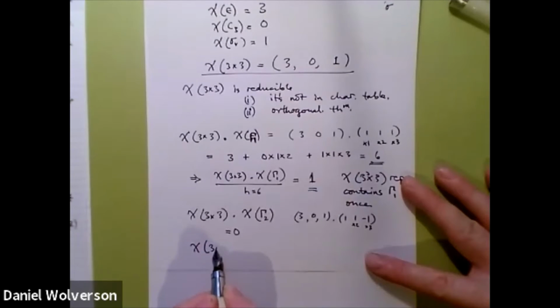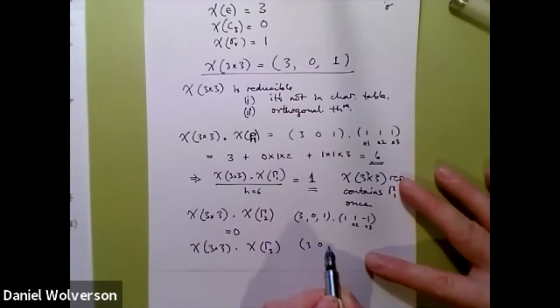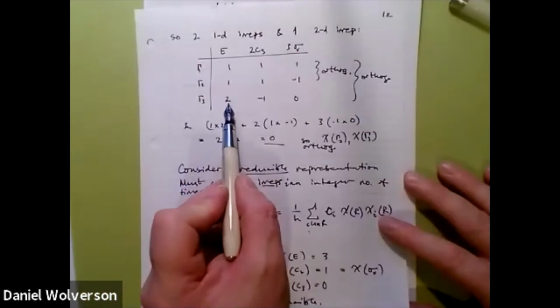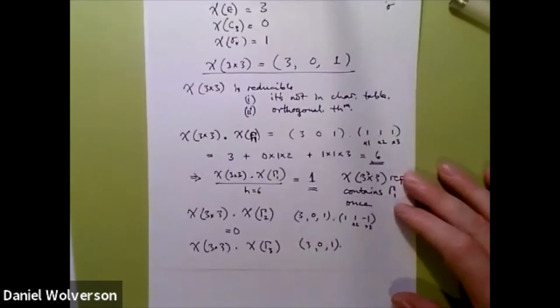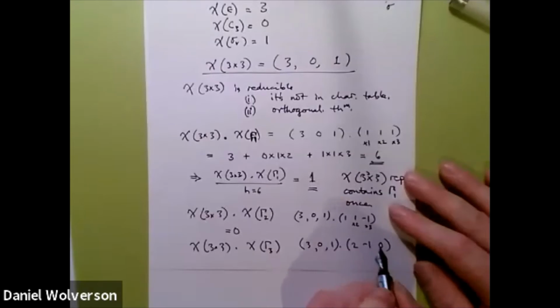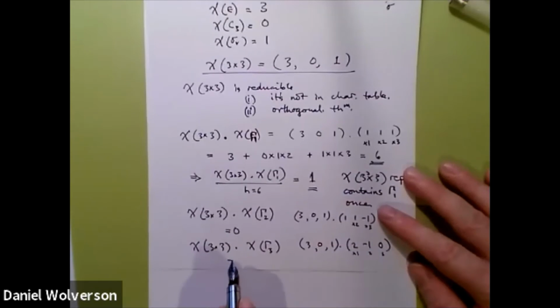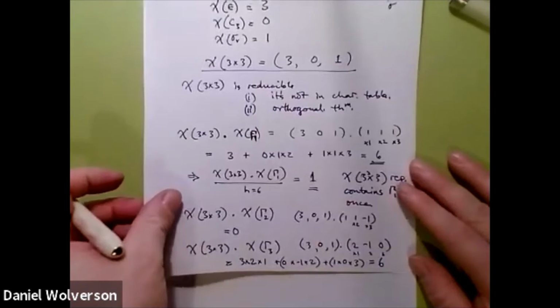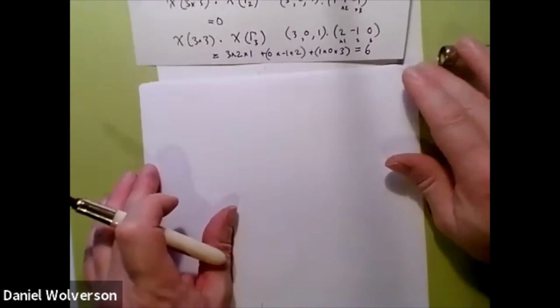And we see this still, yep, gamma 3 times by the character for gamma 3 is 3 0 1 dotted with the bottom row of this table, 2 minus 1 0, times by 1 2 3. That equals 3 times 2 times 1 plus 0 times minus 1 times 2 plus 1 times 0 times 3, and that also equals 6. So I don't want to lose sight of this too soon. We'll keep that there just for a moment.